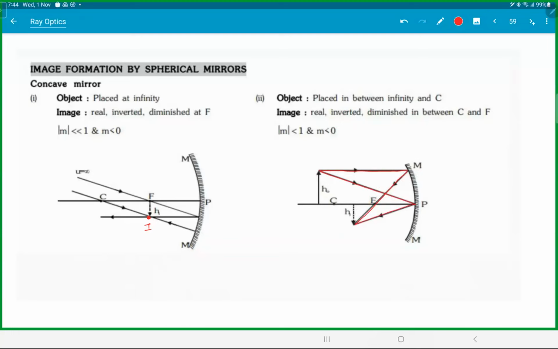And you can clearly see the image is diminished. How do I know the image is diminished? Look at this: this angle and this angle are equal. So tan theta is the height by this distance. Tan theta is this height by this distance. So obviously you can see that the height is smaller. That's how we know the height of the image is smaller.